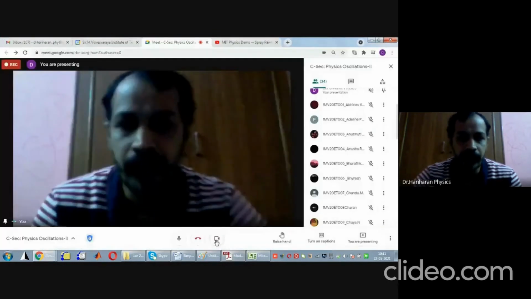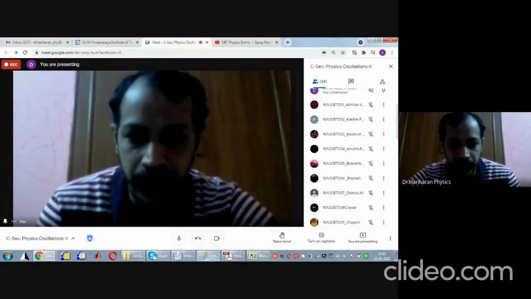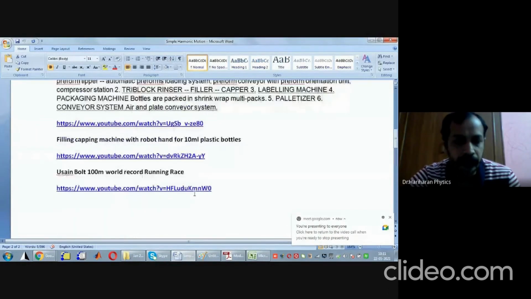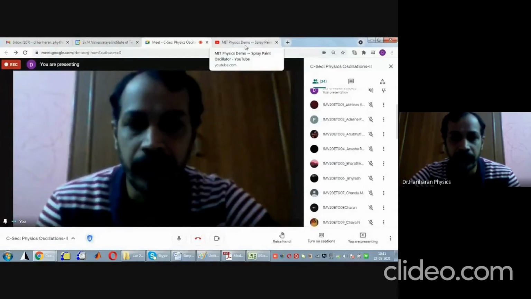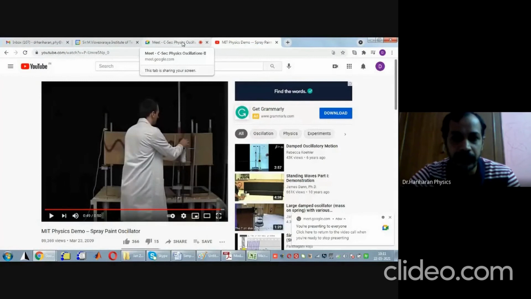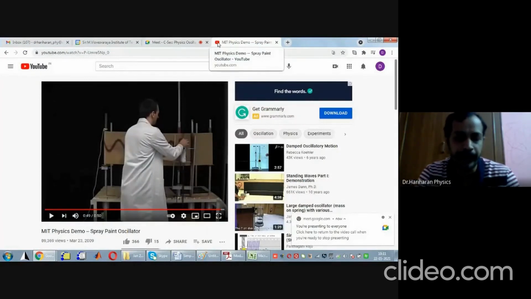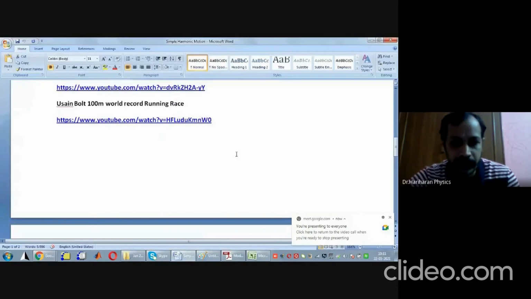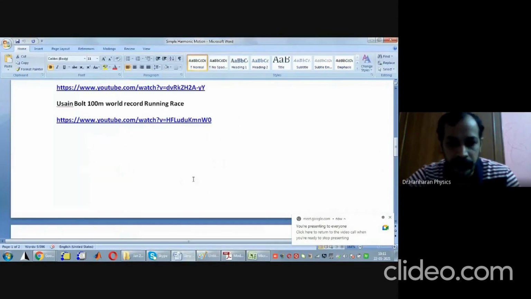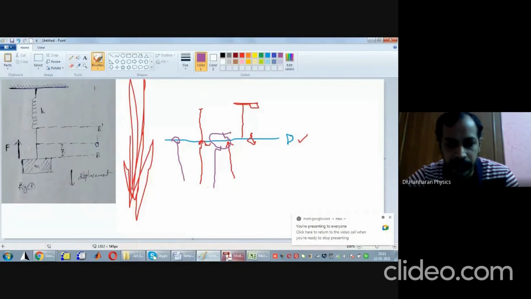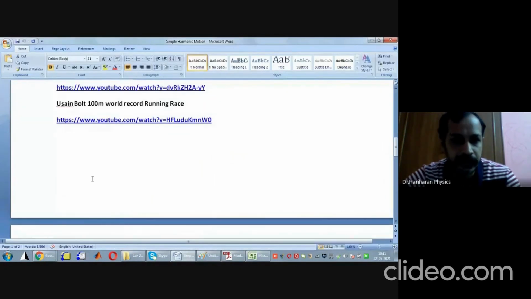Is this clear? Once again, I'll take the example of Usain Bolt's 100 meters running race. When the athletes move and approach the finishing line, their velocity will increase with time, and near the finishing line, their velocity is going to be maximum. Likewise, here, when the object approaches the mean position, its velocity is maximum at the mean position. Once again, let us recollect Usain Bolt's 100 meters running race.